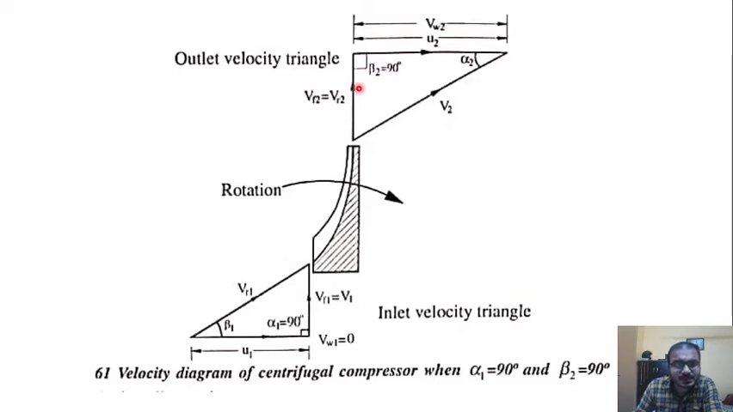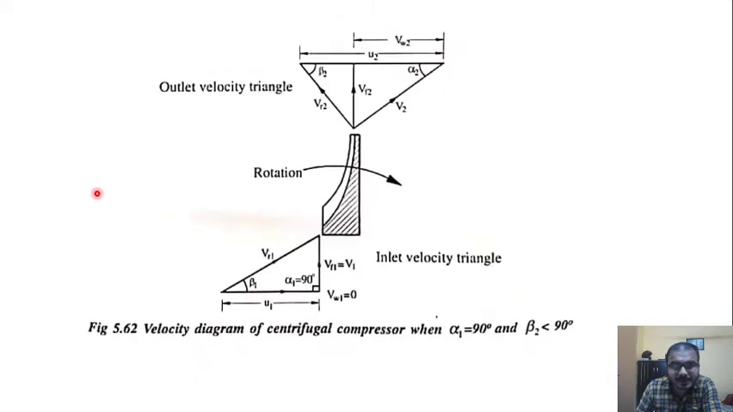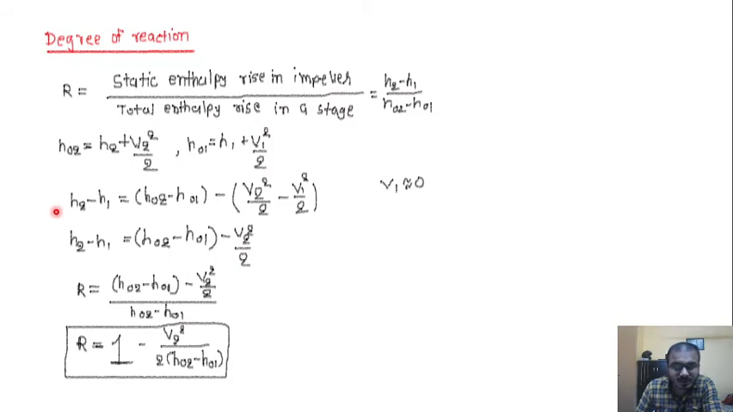And we have discussed the velocity diagram of the centrifugal compressor in two cases. Here in the first case, the flow angle at inlet is 90 degrees and the blade angle at exit is 90 degrees. And in the second case we have the inlet flow angle 90 degrees and the exit blade angle is less than 90 degrees. Then we discussed the degree of reaction.